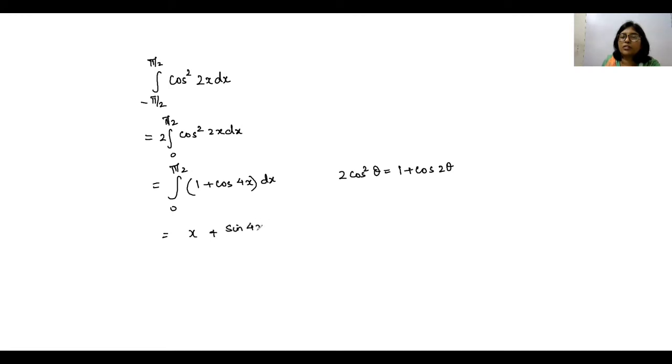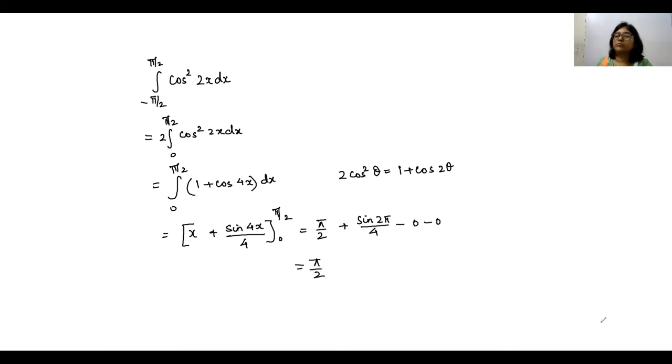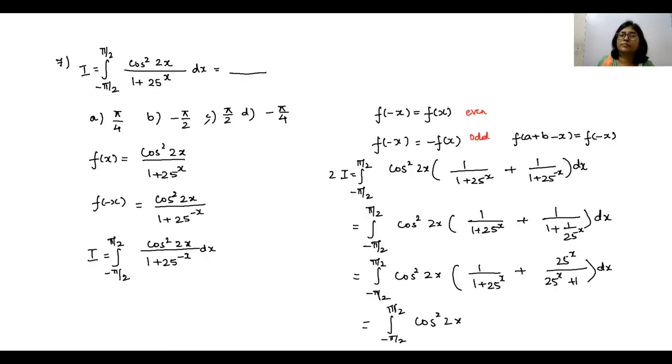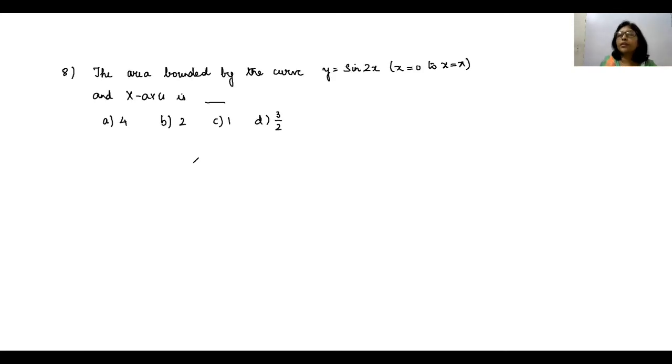Integration of cos 4x is sin 4x by 4. First we put upper limit pi by 2. 4 into pi by 2 is 2 pi, sin 2 pi is 0. And on putting the lower limit, it is 0 only. So answer is pi by 2. C option over here.